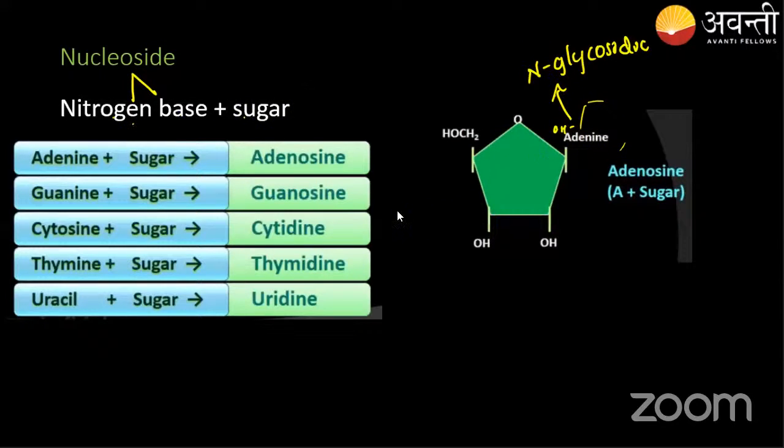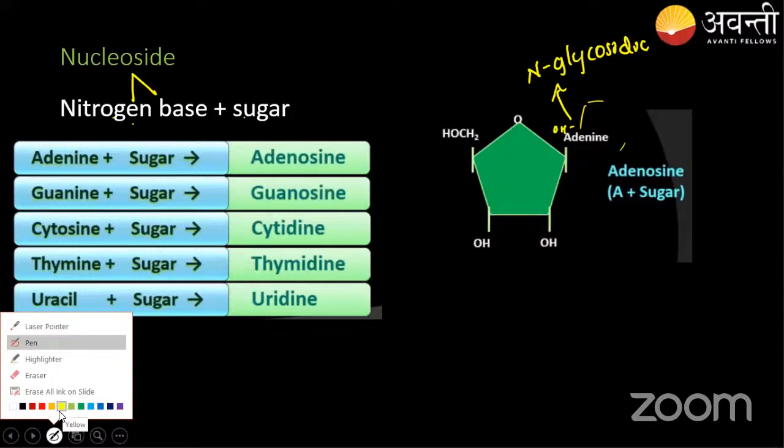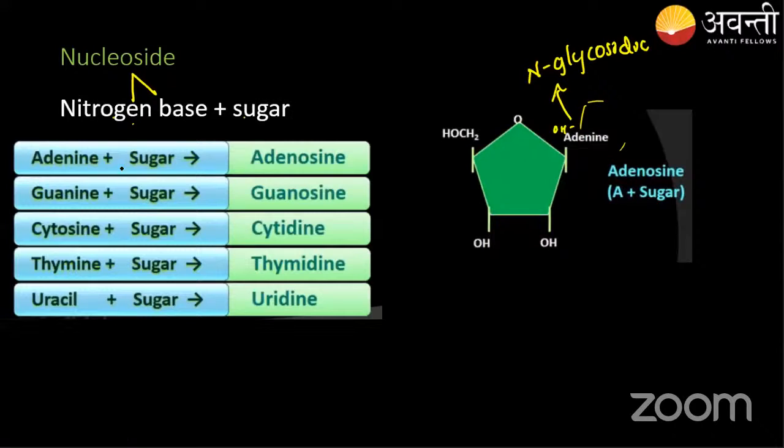Okay, so how do we change the name, or how do we call it? When adenine bonds with a sugar, remember, if it is RNA, the ribose sugar, then we call it adenosine. Guanine with sugar, guanosine. Cytosine with sugar, cytidine. Thymine with sugar, thymidine. Uracil with sugar, uridine.